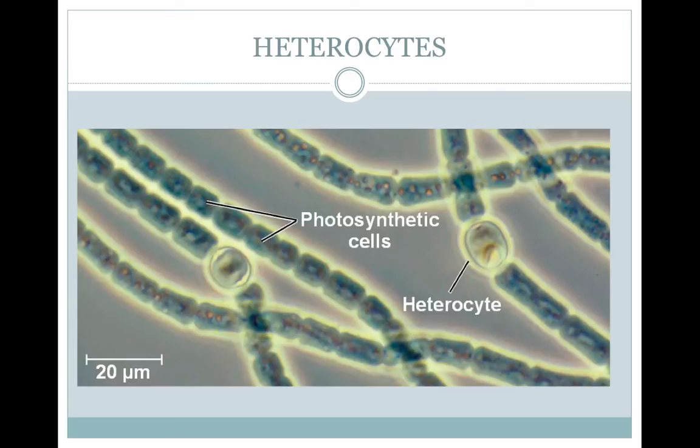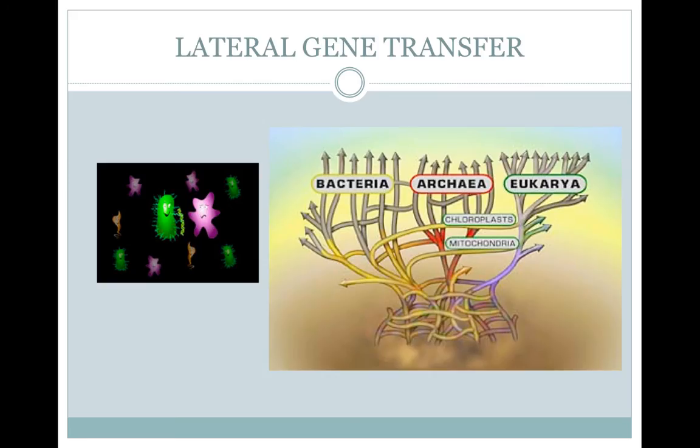For example, there are some photosynthetic cyanobacteria that have genes for nitrogen fixation in addition to photosynthesis. But they both can't happen in the same cell at the same time because oxygen produced by photosynthesis prevents nitrogen fixation. So instead, most of the cells do photosynthesis, but there are a few occasional cells that are separate and they carry out nitrogen fixation and not photosynthesis. Those are the heterocytes.